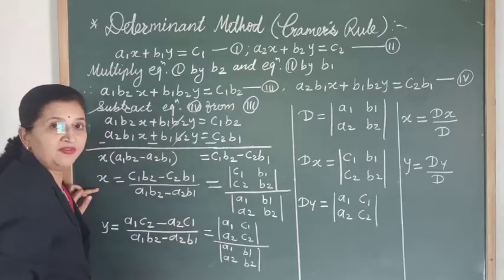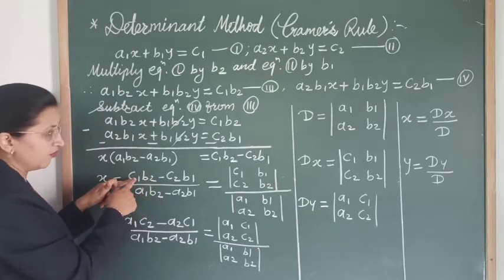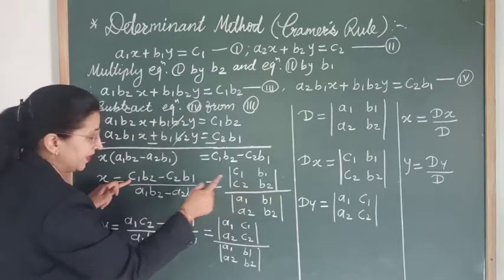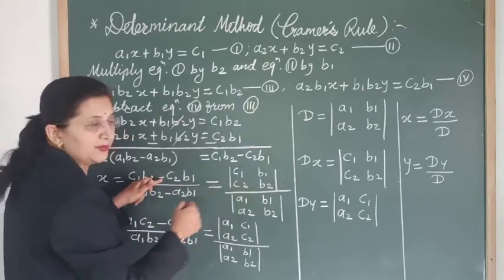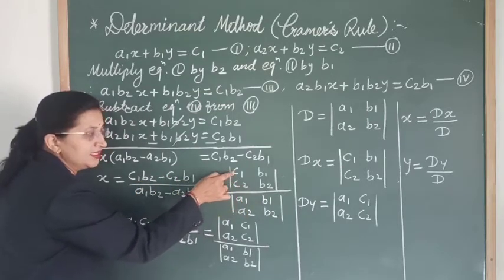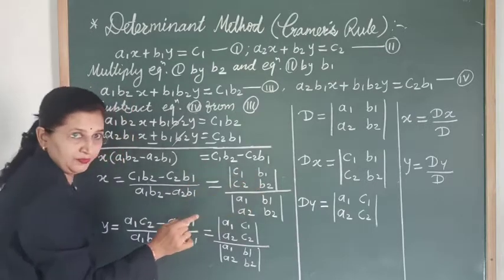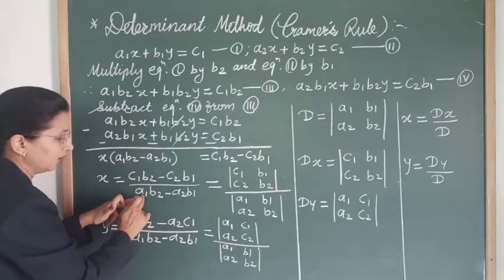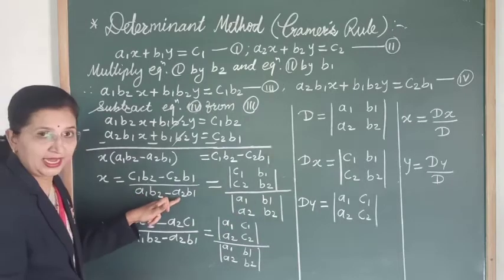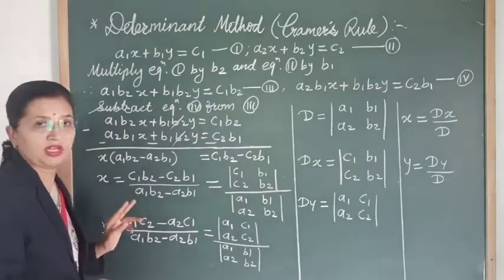Let's arrange it in the form of a determinant. Here we know that we are getting it as a cross multiplication. So what will be in the first column? c1 cross b2 minus c2 cross b1. So if we arrange this in the form of a determinant, we get c1, c2 in the first column, and b1, b2 in the second column. And downside here also, cross multiplication, right? So in the first column a1, a2 and in the second column b1, b2.